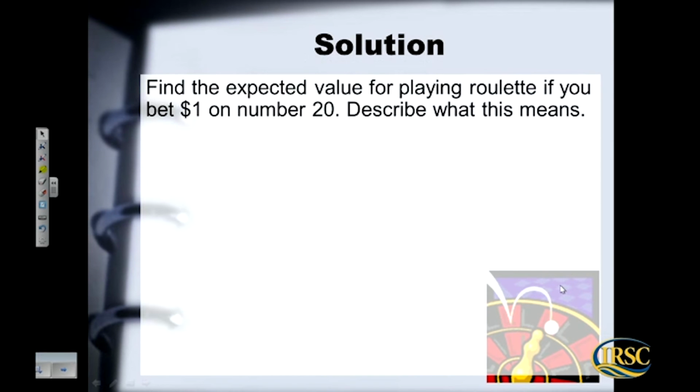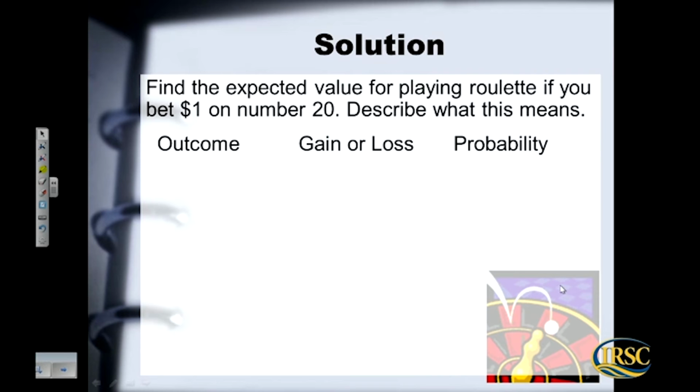So here's the question. Find the expected value for playing roulette if you bet $1 on the number 20. Let's say 20 is your favorite number, and so you bet $1 every single time on 20, hoping that it's going to hit. And then you're going to describe what this means. So the first thing you need to do is make that chart. Outcome, and I'm going to add one more column to it. So we're going to have outcome, gain or loss, and probability. You can also make your fourth column for products, if you wish.